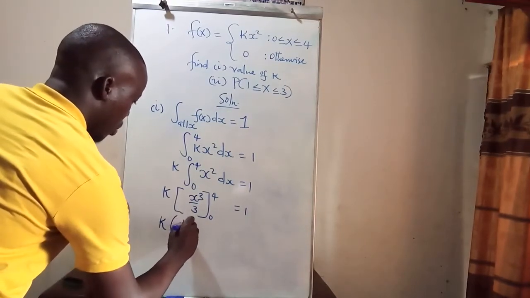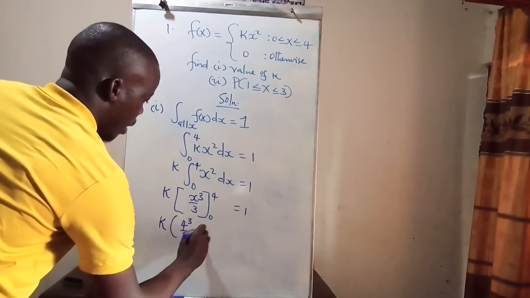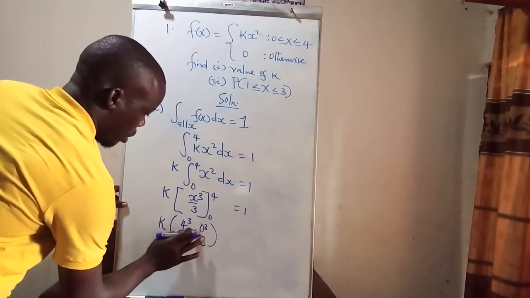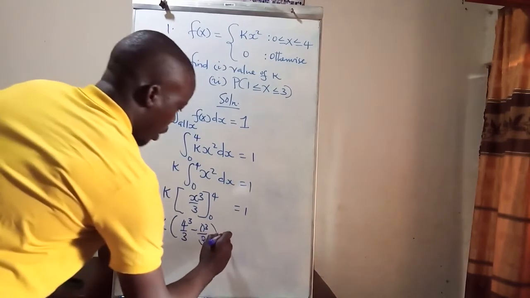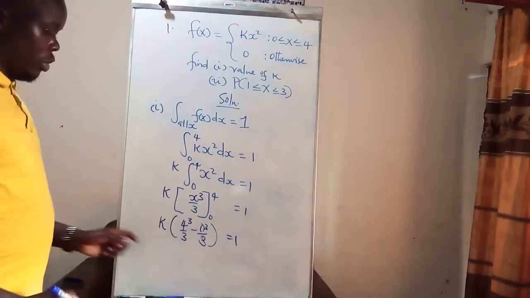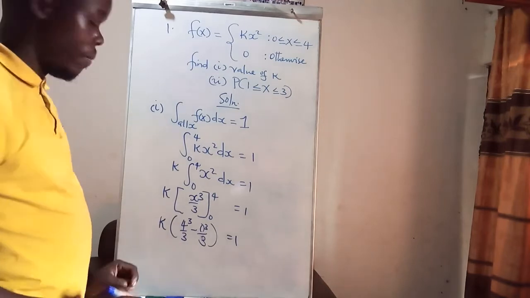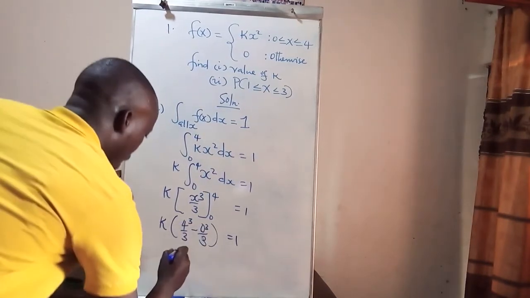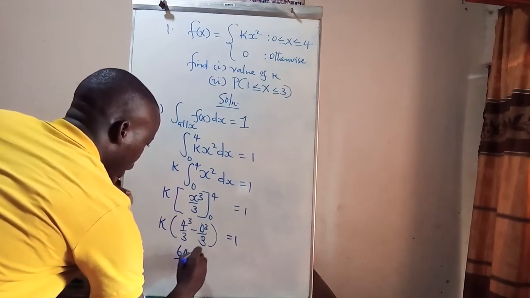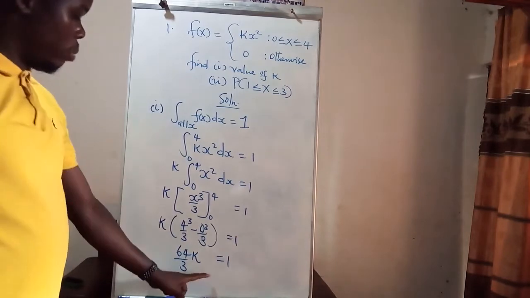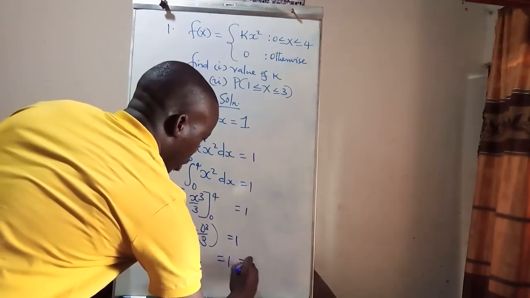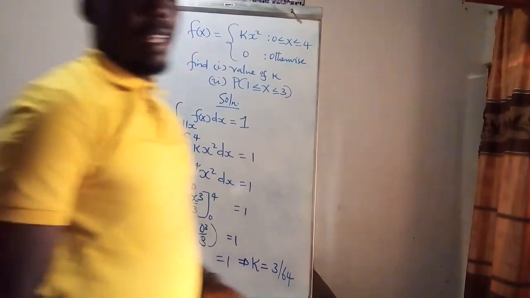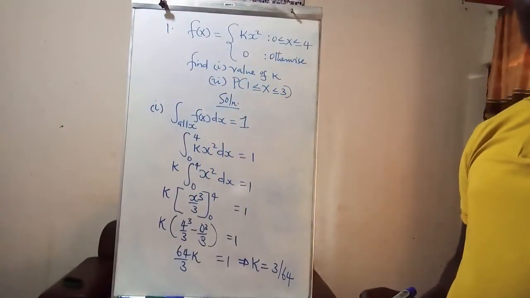I'm now going to use curly brackets. It is now going to be 4 cubed out of 3 minus 0 cubed out of 3, and we expect all this to give us 1. Now if you simplify this, 4 cubed is 64, so I'll have 64 out of 3, but 0 cubed is 0, divided by 3 you get 0. So it means I will have 64 out of 3 k equals 1. This will imply that the value of k is going to be 3 out of 64. So the value of k in that case will be 3 out of 64.